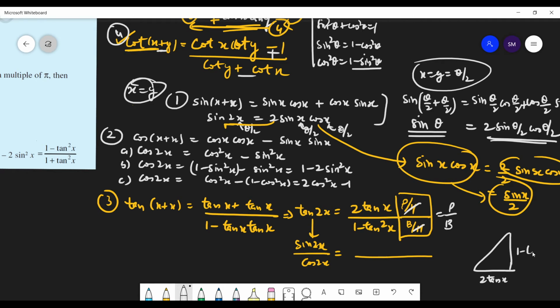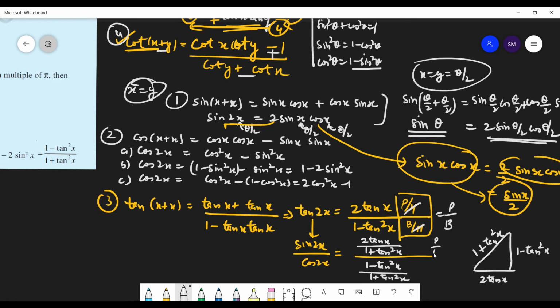And you can consider this as perpendicular. Find out the hypotenuse, and you will find the hypotenuse equals 1 plus tan square x. So the term cancelled out is actually tan x. So you get one more formula for sine 2x from here: 2 tan x upon 1 plus tan square x. And for cos 2x also you get one more formula. This was your base, so 1 minus tan square x upon 1 plus tan square x.